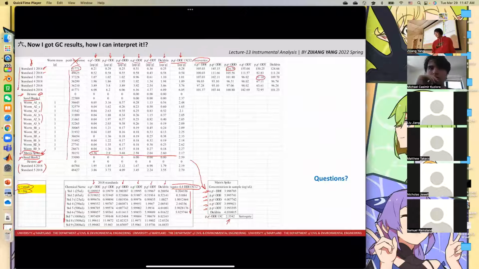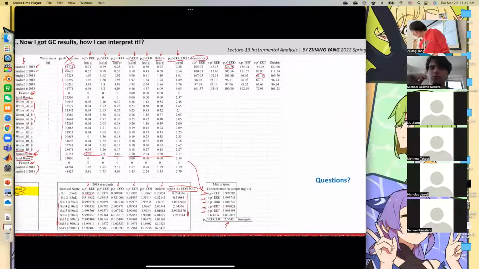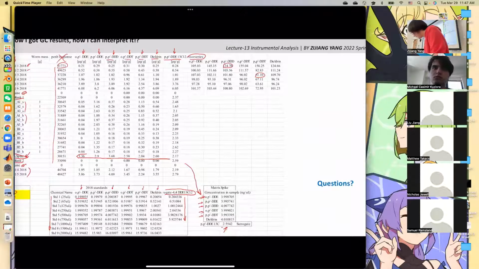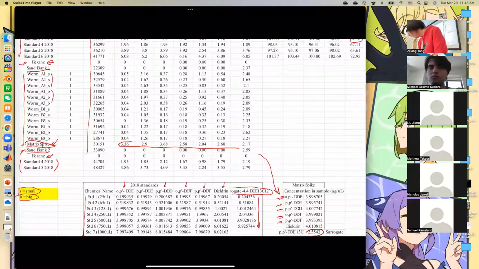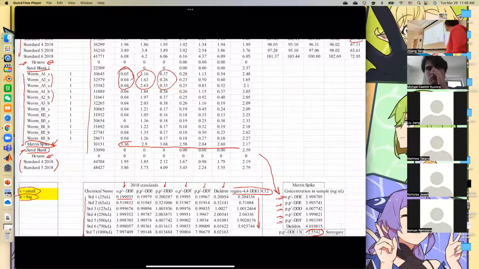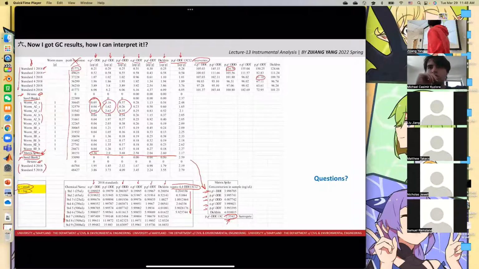We can calculate the recovery. And finally, we can compare the surrogate spike. The surrogate concentration is known here, and this column is also the surrogate concentration. So we can calculate the recovery rate of each one. And finally, because we have 3 groups, we can calculate the standard deviation of the 3 values to see if these values are consistent. So this is about this table.